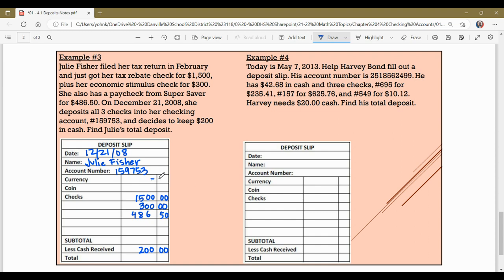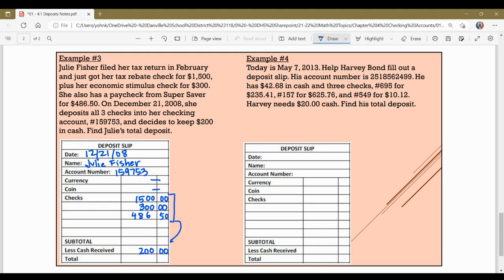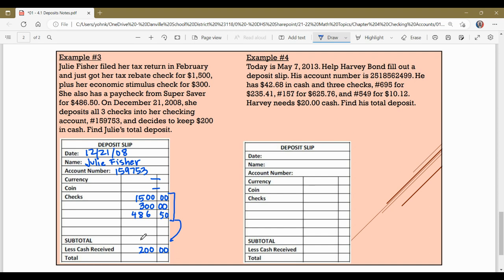She doesn't have any currency or coin, so I can add the three checks together, and that's going to be my subtotal. So if I add them up, I get $2,286.50. If I subtract the $200, I get a total deposit of $2,086.50.